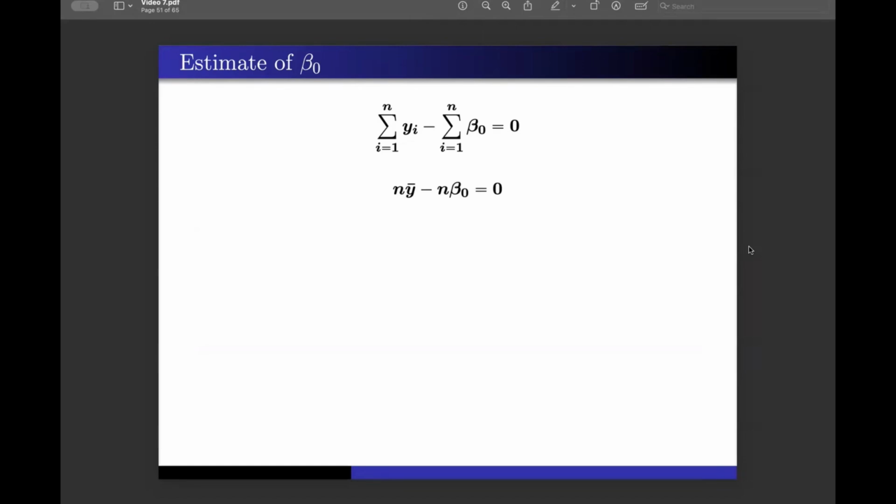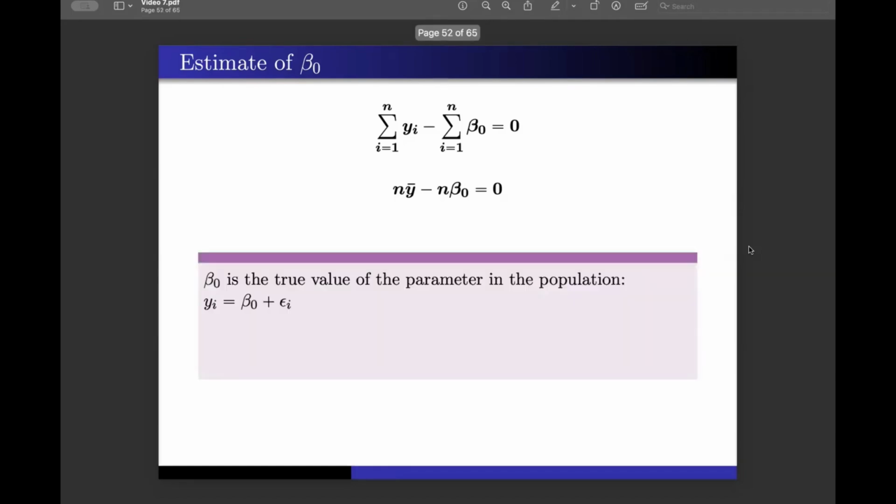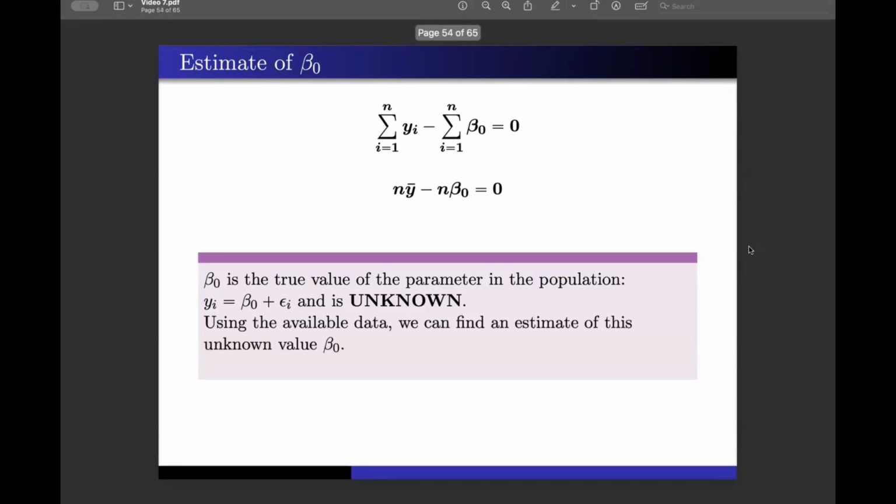Now be focused because I'm going to talk about something most people get confused about. When we talk about the null model equation yi is equal to beta naught plus epsilon i, here beta naught is the true value of the parameter in the population. And it is unknown to us. We don't know what it actually is. It is unobserved, but it exists out there in theory.